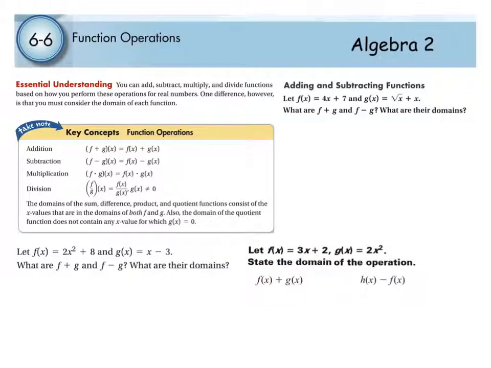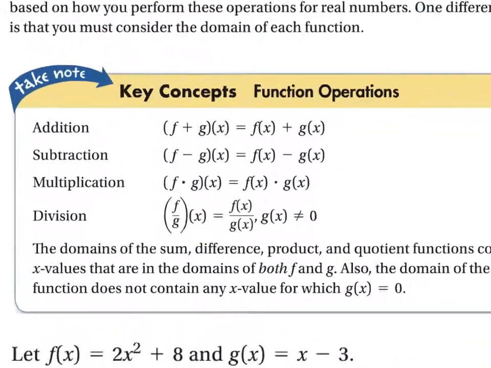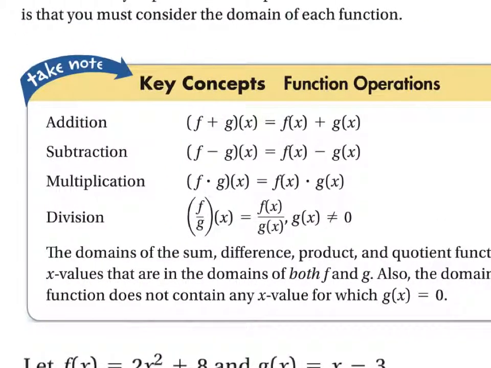In section 6.6, we are dealing with function operations. The operations we're talking about here are the standard four mathematical operations: addition, subtraction, multiplication, and division. So the first thing you want to really look at is the notation. Because we all know what adding, subtracting, multiplying, and dividing is, but how do we write it when we're talking about doing that to functions?